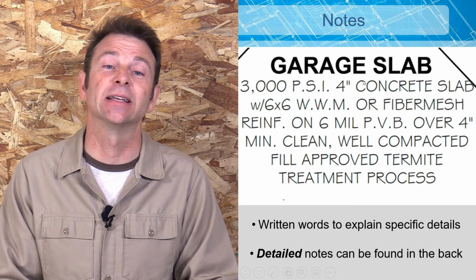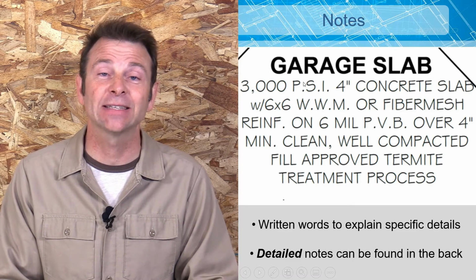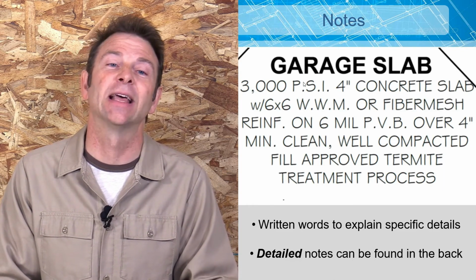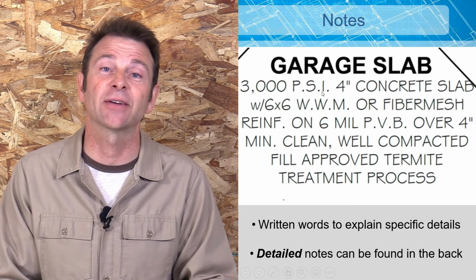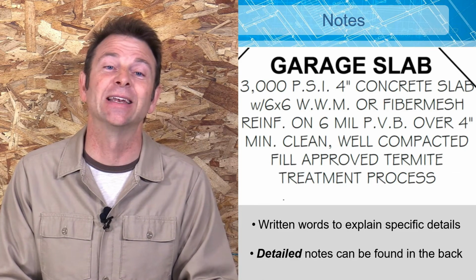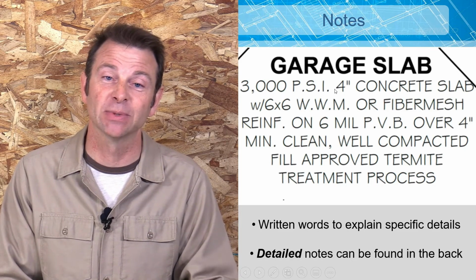So it's telling us that it's a 4-inch concrete slab that has to meet a certain strength. That's 3,000 pounds per square inch. This is a spec for concrete that's very common, and it's spelled out here specifically in the plans.